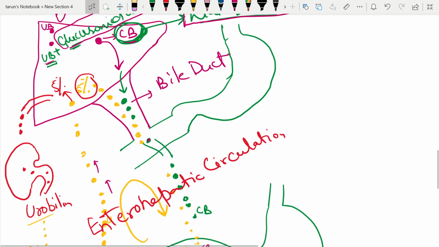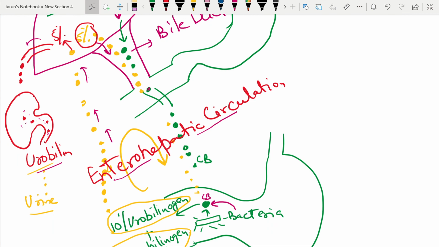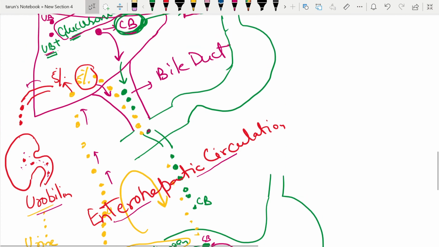Once it is in the liver, 5% is secreted back into the intestine, and this is the enterohepatic circulation, and the remaining 5% through the blood reaches the kidney, where it is excreted as urobilin, which imparts yellow color to the urine. This is how the bilirubin gets metabolized. Thank you.